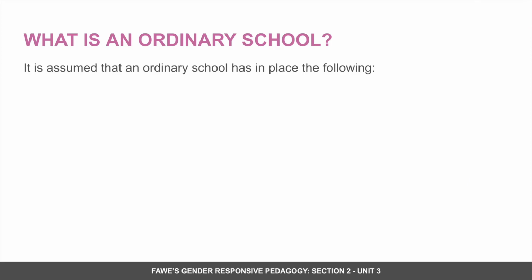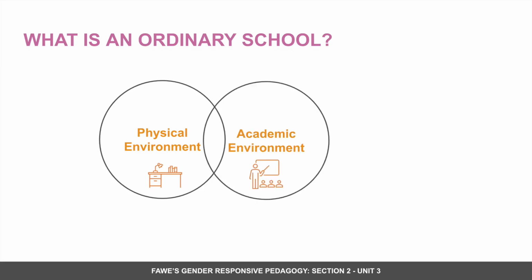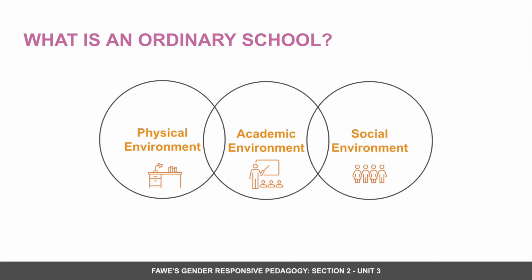However, it can only be effectively applied if the basic standards of an ordinary school are in place. Let's explore the characteristics of an ordinary school. It is assumed that an ordinary school has in place the following: physical environment, academic environment, and social environment.